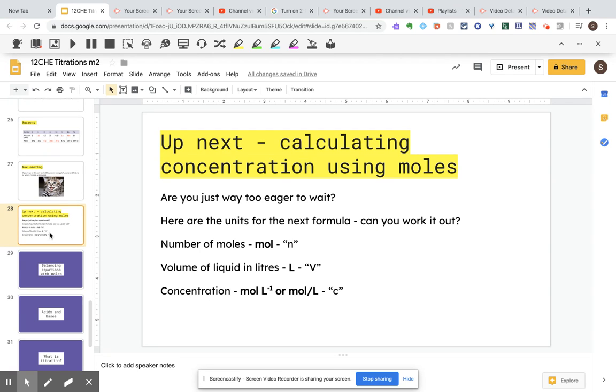So we've got 2 main formulas for this standard. The first one is n equals little m over big M. Number of moles is mass over molar mass. But there's one more. So here are the units and symbols, and see if you can work it out.